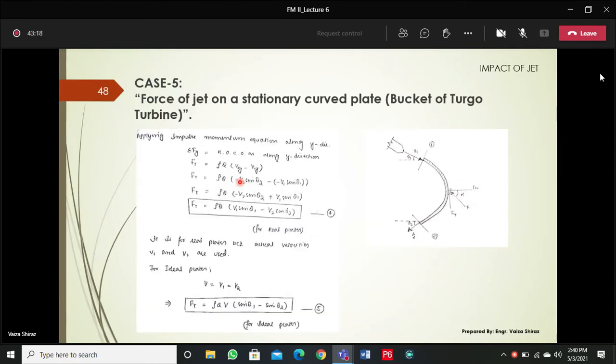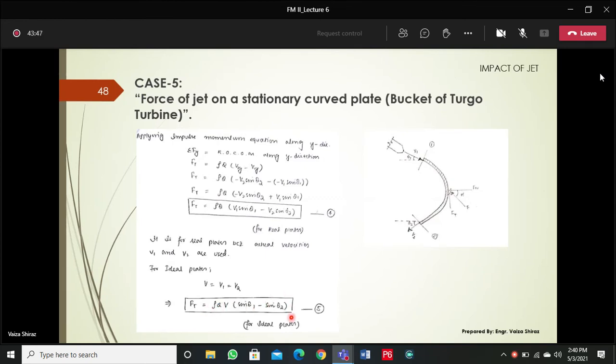So that is Fn. Now if you have to find out Ft, for that you will simply apply the equation along the y direction and this is your equation. Okay, बिल्कुल same steps हैं. So in this case nothing is complicated. Only thing which needs the practice, that is about the components of V1 and V2. Everything else is very simple. So this is for the real plate. If you consider the ideal condition, in that case V1 and V2 are taken as V. So this is your equation for the ideal plate.